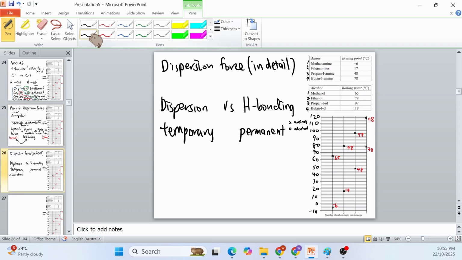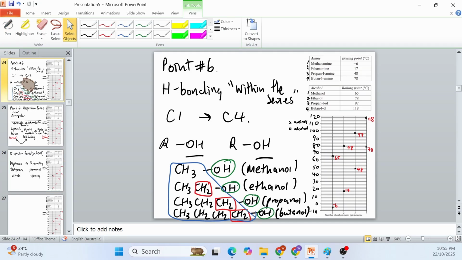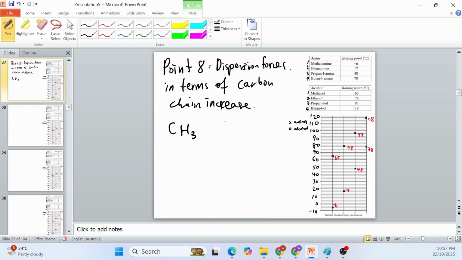What we can say about it is dispersion forces are going to be temporary and hydrogen bonding forces are going to be permanent. Hence, this is weak and this is strong. Now let's go back to looking at the increase in carbon chain. How does that affect the boiling point? Point number 8: each time you increase the carbon chain, you're only increasing it by 1 unit of CH2.